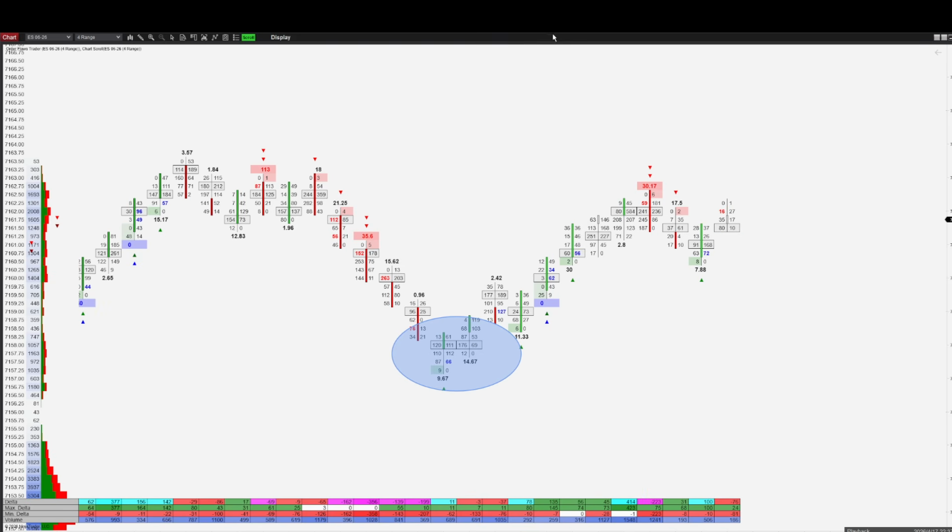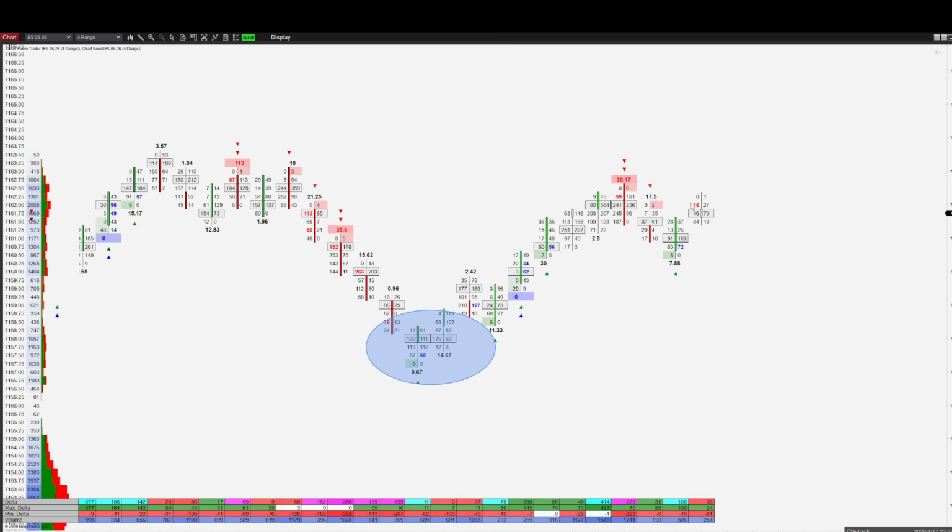As you can see, market went for a small correction. Let's see what it's going to do. Is it going to go up or down? But supposedly it should go down.